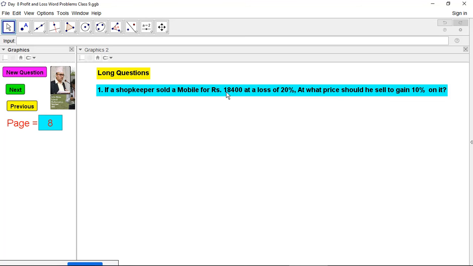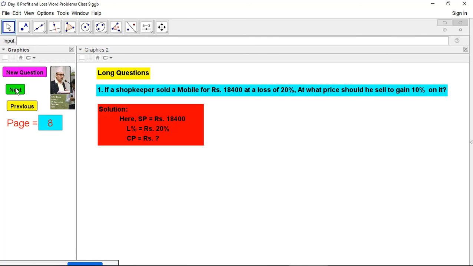But in the second, at what price should he sell to gain 10%? To gain 10%, what should be the selling price? If there is a 20% loss, the selling price is 18,400. And to get a 10% profit, what should the selling price be? Oh, Arogya Bhandari, 25,300. Oh, you post the answer.